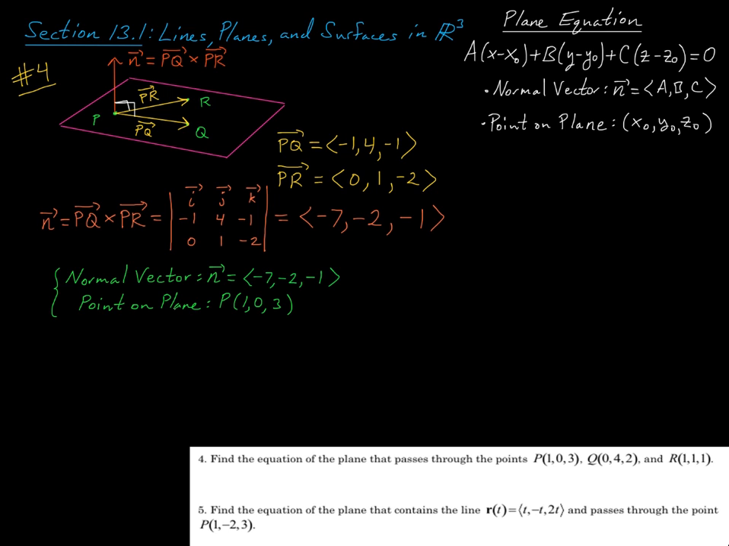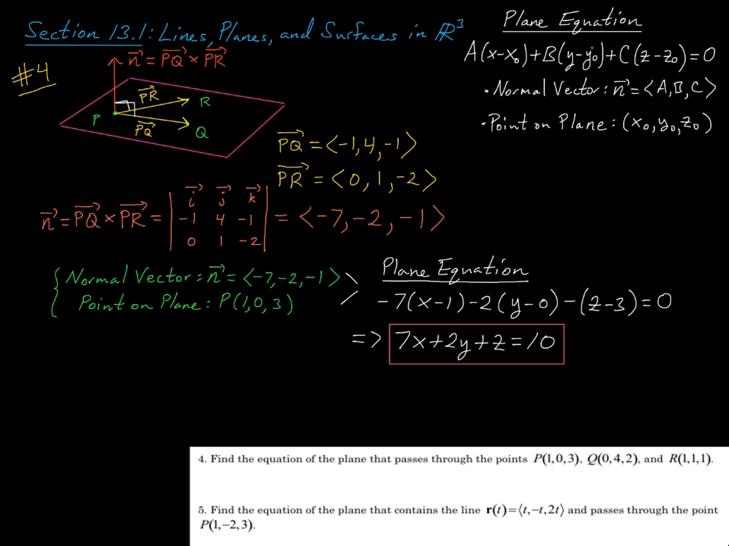And for a point on the plane, as I already noted, I actually have 3 points. I'm just going to choose point P, but you just as well could use Q or R. But I'll use P with coordinates (1, 0, 3). So then we just put that all together using this scalar equation up above, right? So the -7, -2, and -1, those are these coefficients you see right here, here, and here. And then 1, 0, 3, those go in for x0, y0, z0. And then I go ahead and do a little bit of simplifying. I get 7x plus 2y plus z is equal to 10.